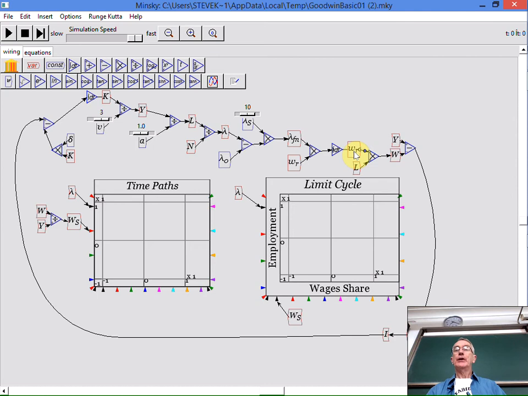That's the rate of change argument there. Multiply the actual wage by labour, I get the wage bill. Subtract the wage bill from output, I get profits. In the simple model, all profits are invested.